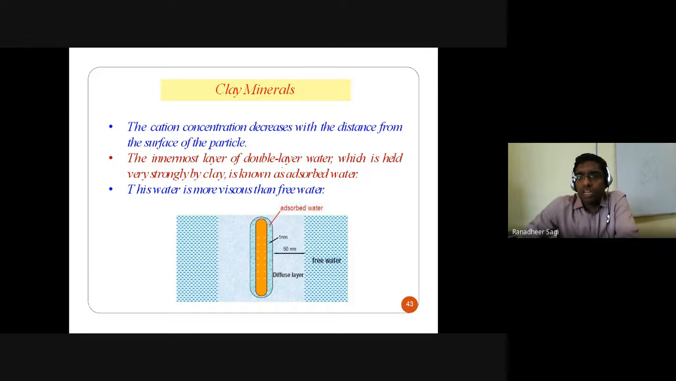The innermost layer of your diffuse double layer, which holds the water strongly to the clay surface, is what we call your adsorbed water. And this water is said to be more viscous than water existing in a free state. Free state means there is no effect of the clay mineral on the position of those water molecules.